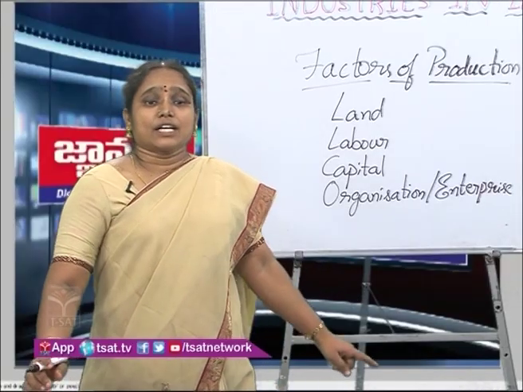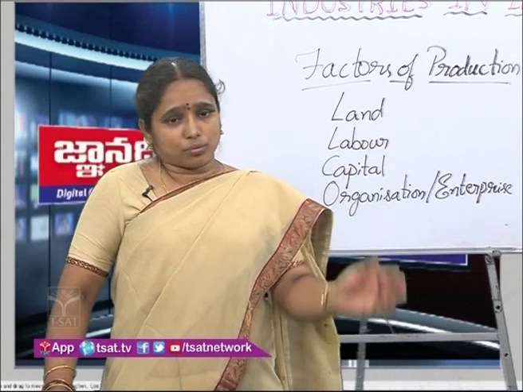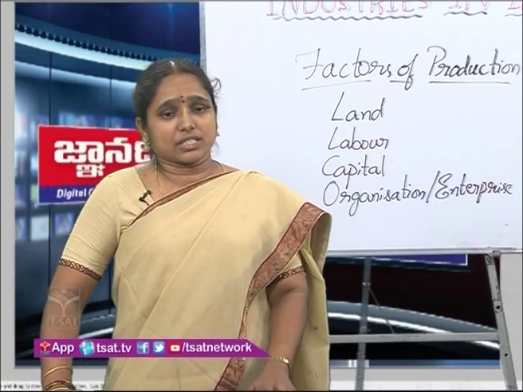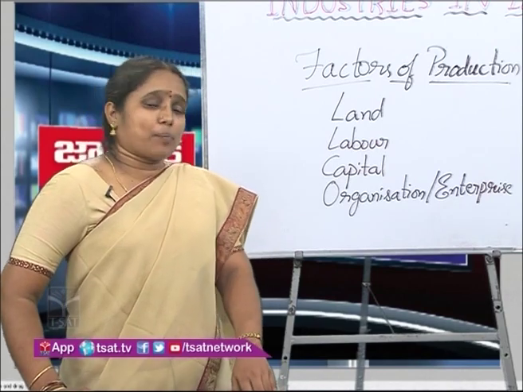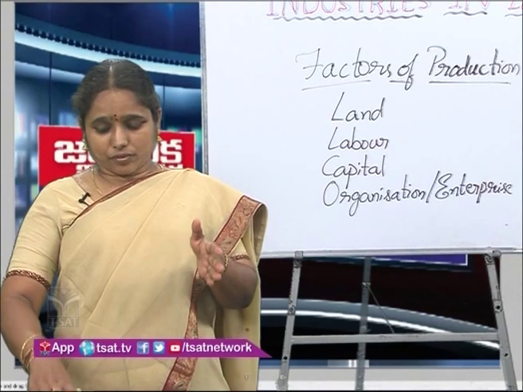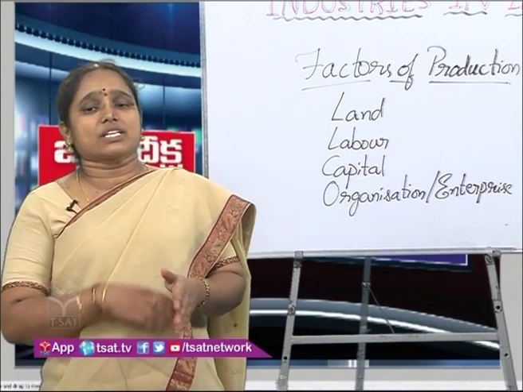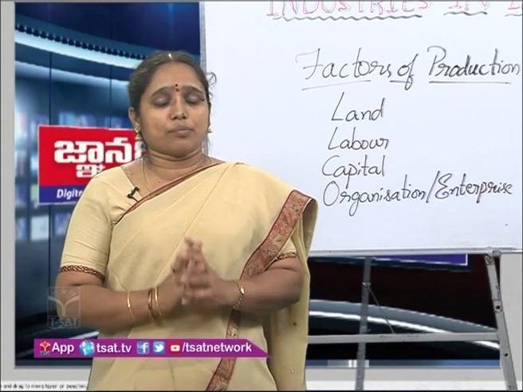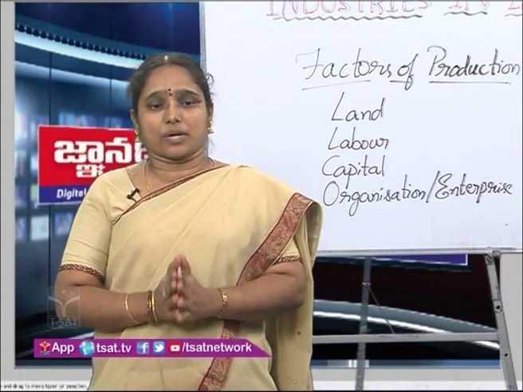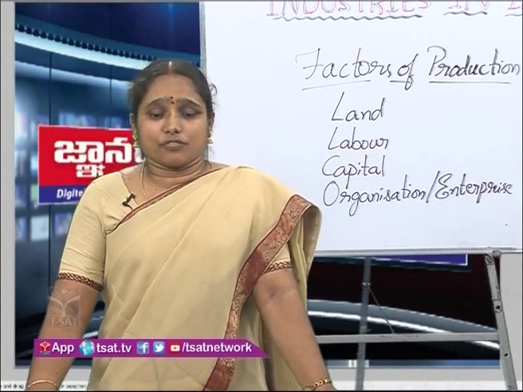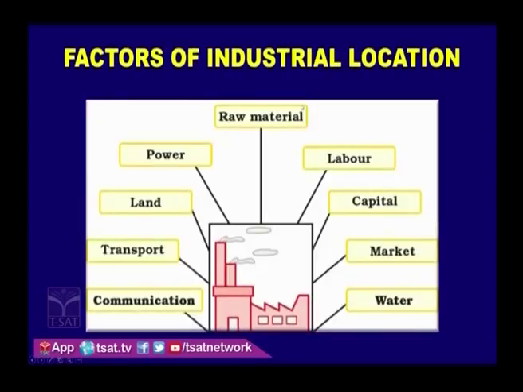Land is needed to plan for construction, to construct the industry. Labor is of course needed for construction as well as for running the industry. Capital for all, and organization. We need people to manage all these things in a disciplined way to facilitate production. So these are the main 4 factors of production. But to look at an industry, these 4 are not sufficient. There are many other things which are necessary.